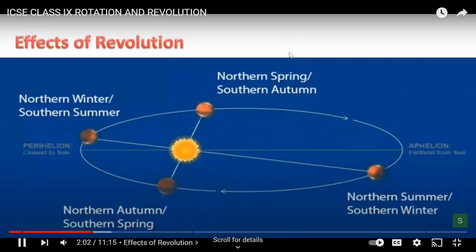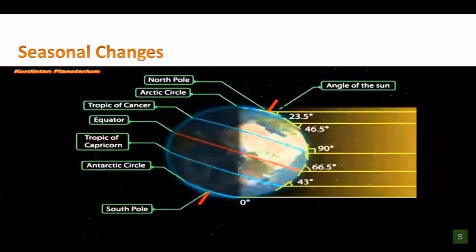Following are the effects of revolution. First is seasonal changes. The amount of heat that a place receives on the Earth depends on the angle at which the sun rays reach it. When a place receives the vertical sun rays, the place gets hot. This is because the amount of heat in the direct vertical ray is concentrated on a small area, whereas the same amount of heat is spread over a large area in the case of the oblique rays.